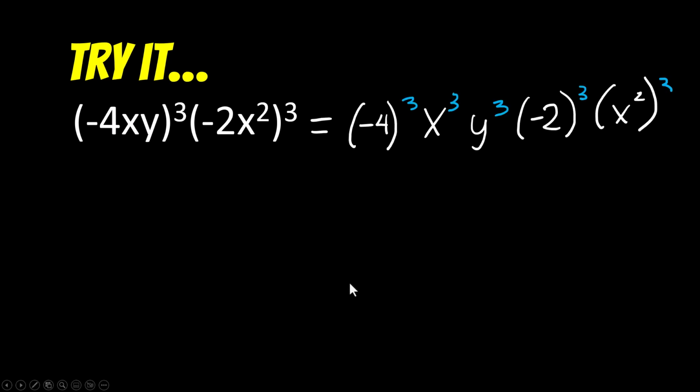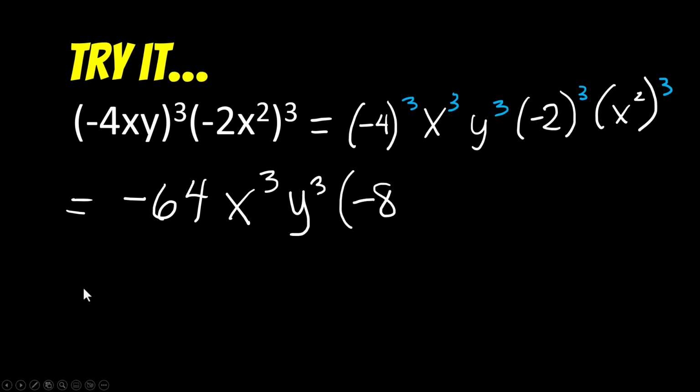All right, everything getting raised to the 3rd power in the first parentheses, but also in the second. So the -4 gets raised to the 3rd power, the x gets raised to the 3rd power, the y gets raised to the 3rd power. The -2 gets raised to the 3rd power, and the x squared gets raised to the 3rd power. Let's just do these one thing at a time. I know it looks confusing when you look at it all together. Don't do that. It's just one thing at a time.